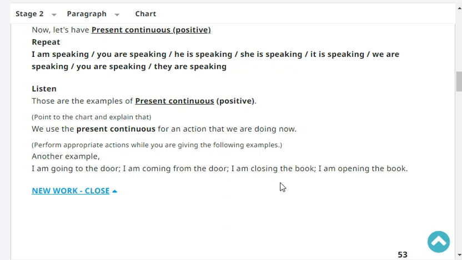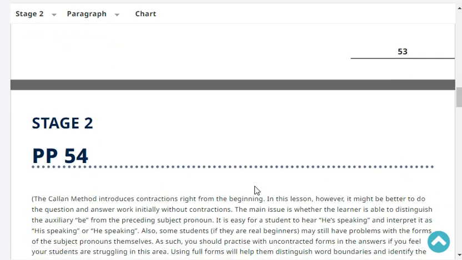For example, this is me. I am going to the door because I'm doing it now and it's positive. I am coming from the door. Okay, another example is positive. I'm opening the book. I'm closing the book because I'm doing it now.